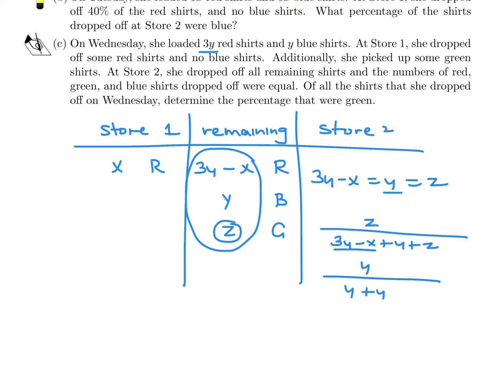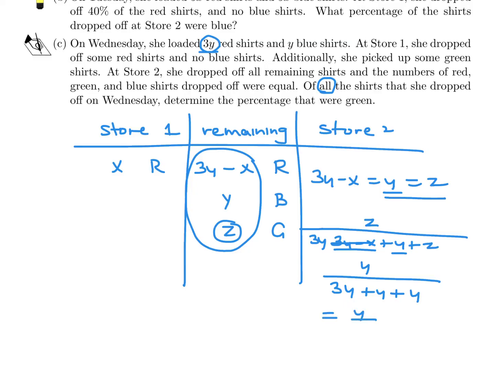And hold on one second. But here's the thing. Of all the shirts she dropped off, so I think they're looking at the entire total and not what she dropped off at store 2. So this actually should be 3Y, which is the absolute total. That's kind of interesting. Got a little confused there. So this should be, Y is fine because Y is equal to Z for the numerator, but then this should be 3Y, and then this Y, and then the Z, which is Y. So that is how you do it.